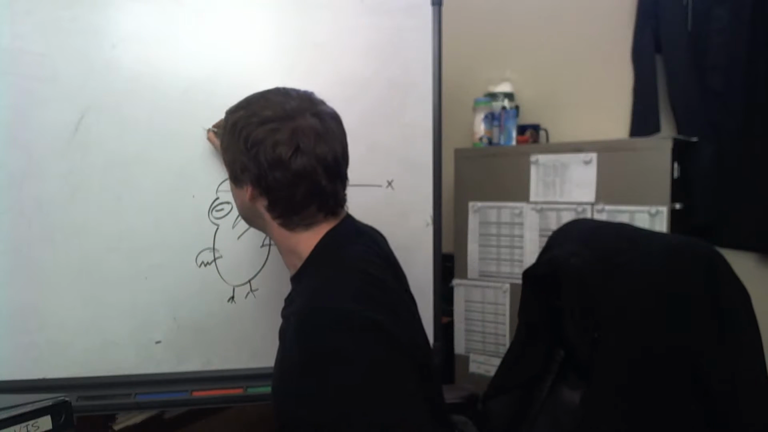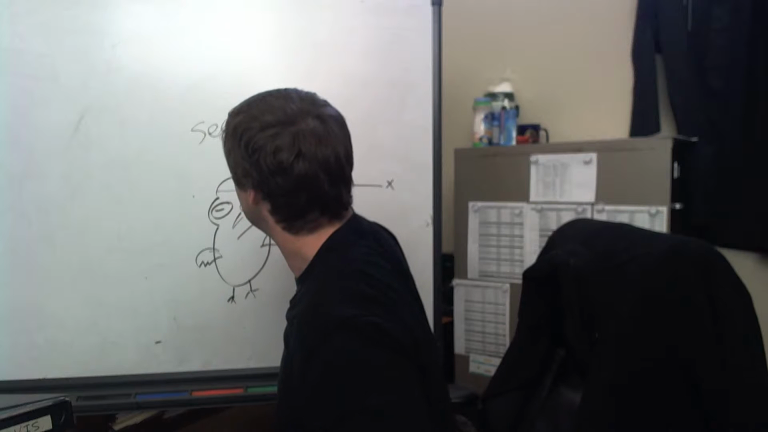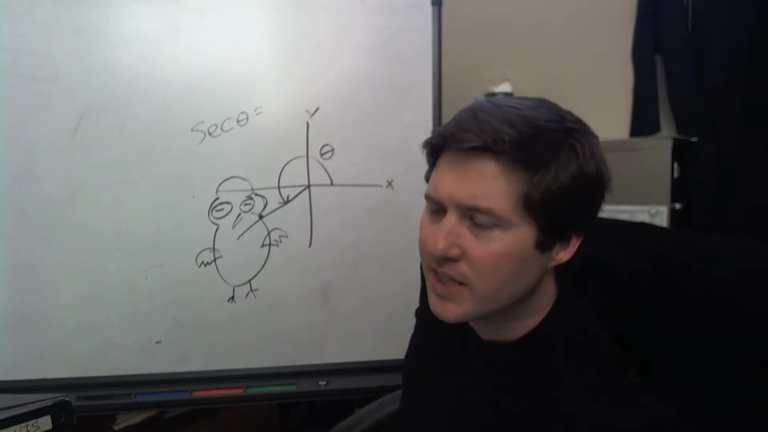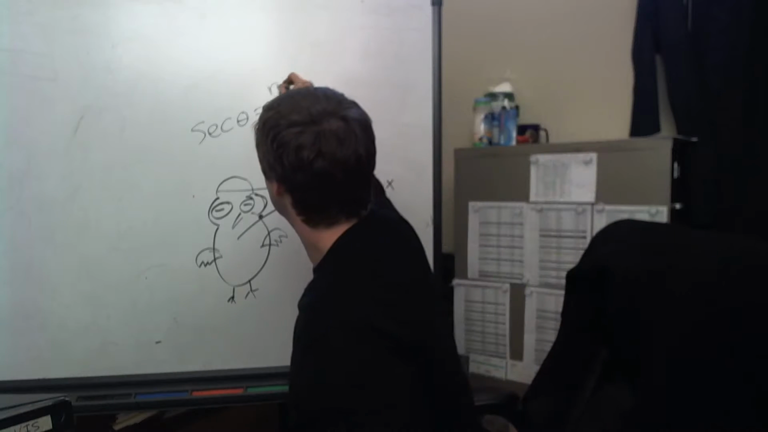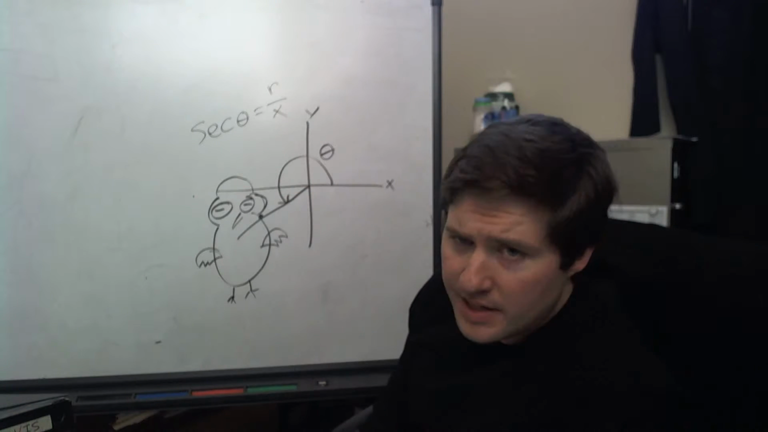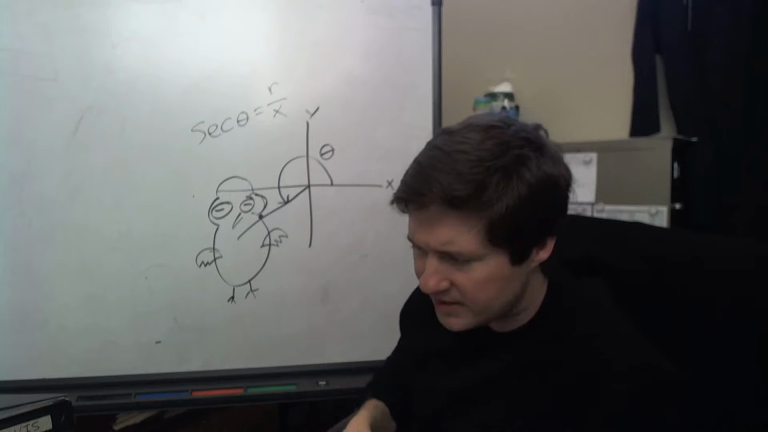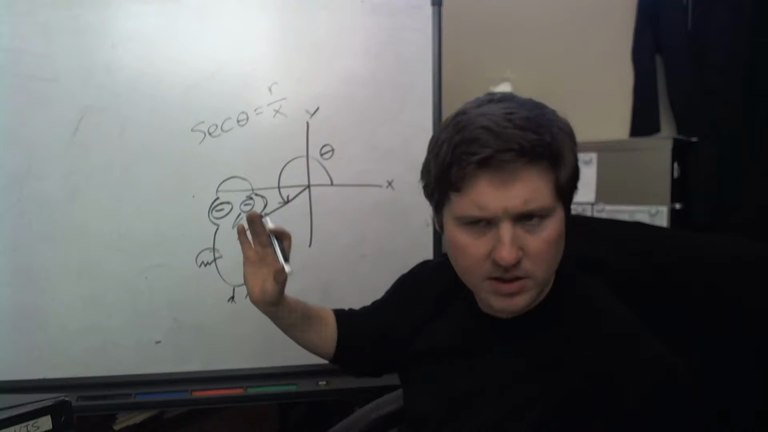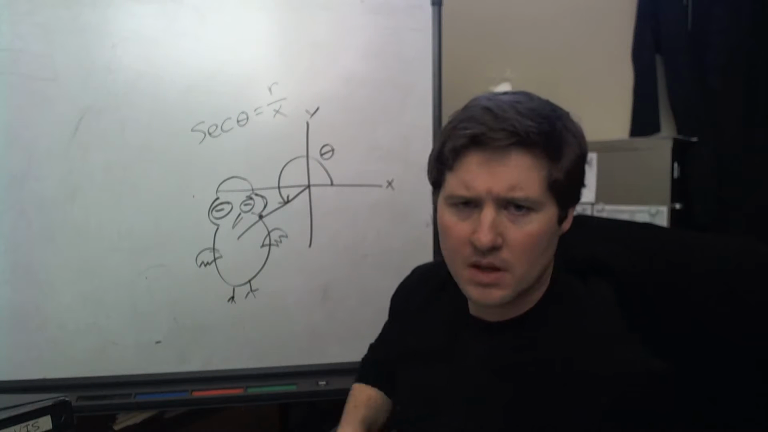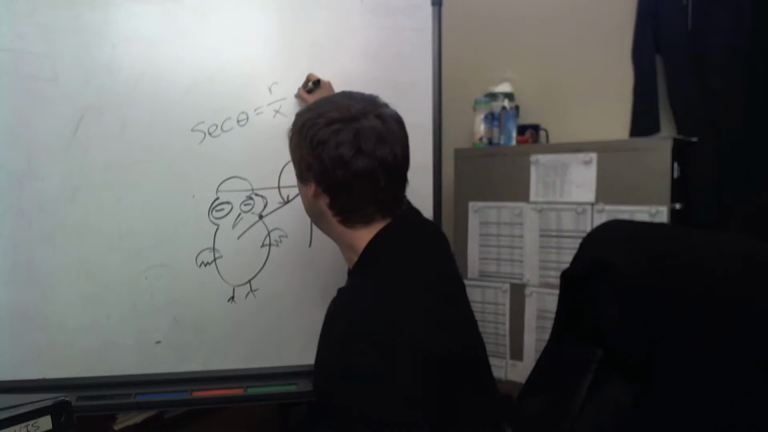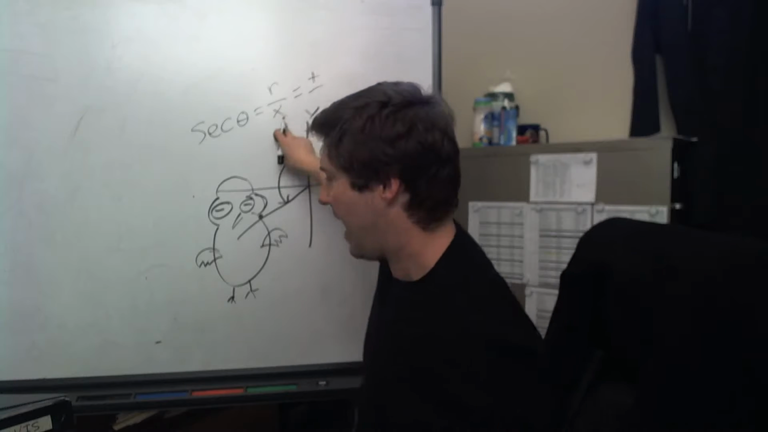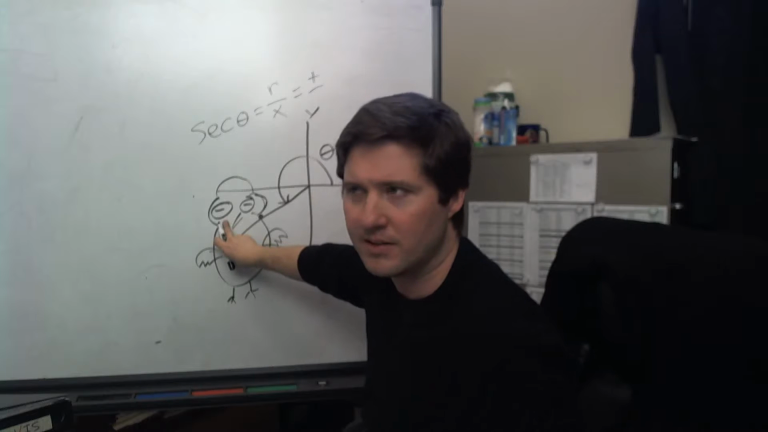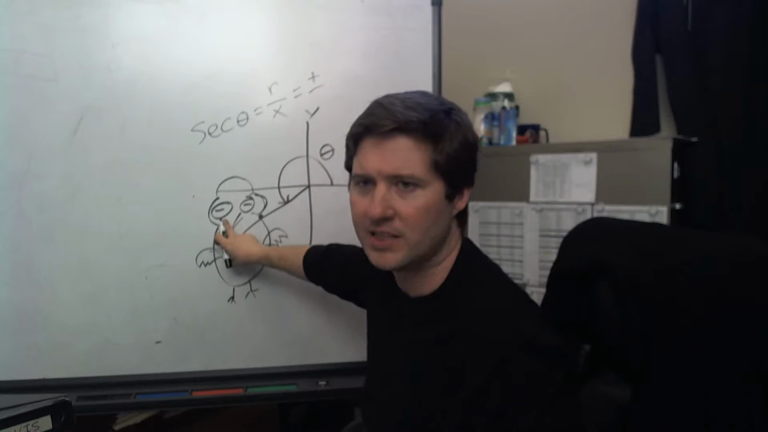What is secant? Secant, reciprocal of cosine. Cosine is x over r, so this is r over x. Now, r is always positive, so we know that's positive. X we saw in our little owl here, his left eye. That was our x value. We have a negative x value.